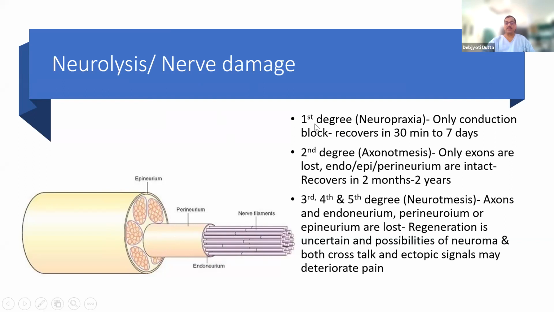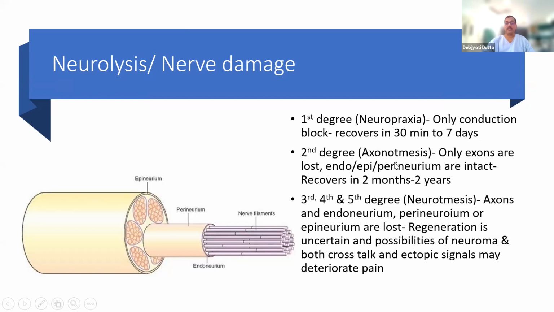Now, what is called 1st degree? 1st degree is also called neuropraxia. Neuropraxia means here there is a temporary conduction block. And normally, a few minutes to a few days is the duration in which things will come back. Here everything will be normal. Even if you are looking at the light microscope or the electron microscope, you cannot see any changes in the nerve. So that is only a physiological block, and that lasts for 30 minutes to 7 days maximum.